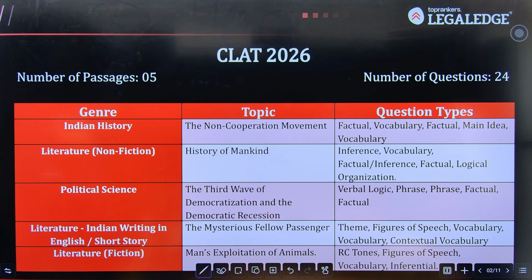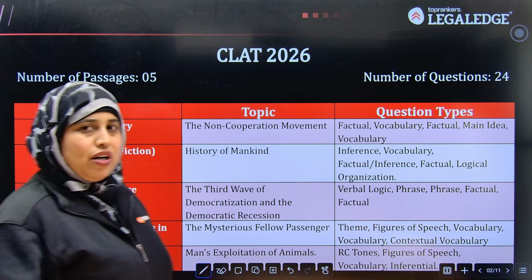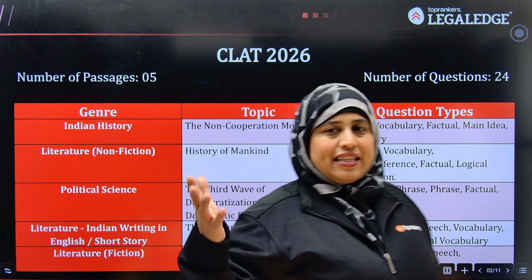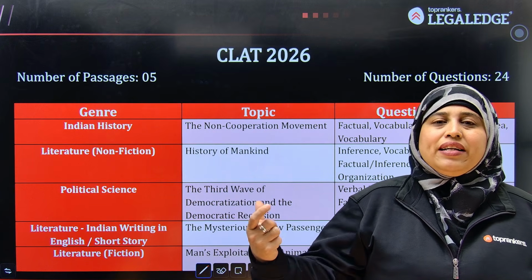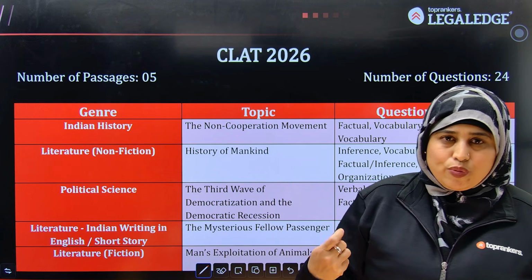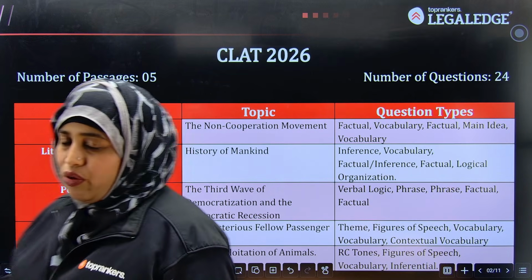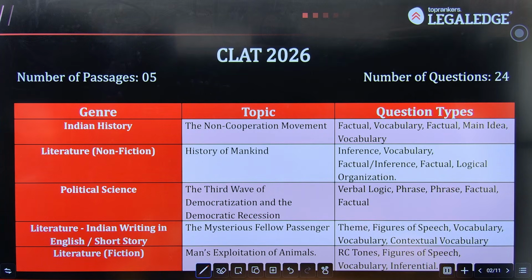Got it, students? Now, the third passage was around political science, the third wave of democratization and democratic recession. The question types were verbal logic and phrases. Now, this phrases is not exactly the phrasal verb. Here, a part of a sentence conveys some meaning, and you need to identify that conveyed meaning in the given options. All right, so that is around phrases. Now, there were 2 factual questions in the third passage.